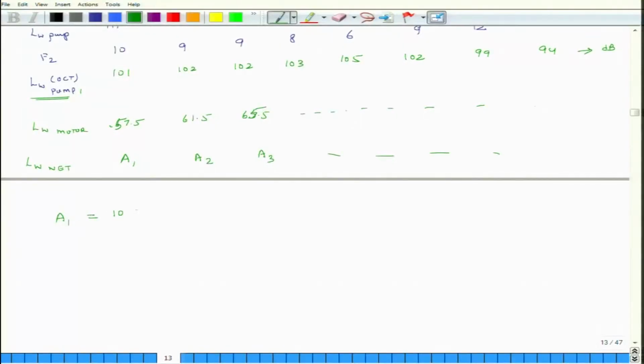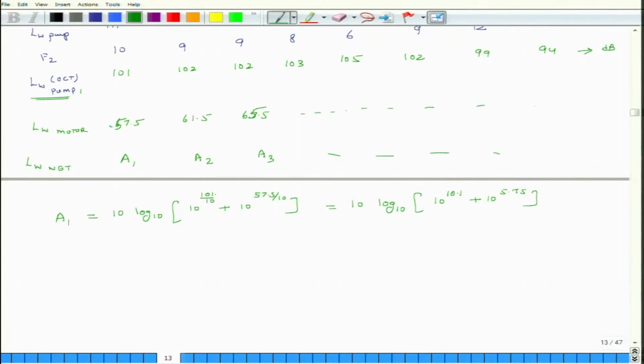I have to add the powers. So that is equal to 10 log of 10 to the power of 101 by 10 plus 10 to the power of 57.5 by 10. If you do the math, what you get is 10 log of 10 to the power of 10.1 plus 10 to the power of 5.75.